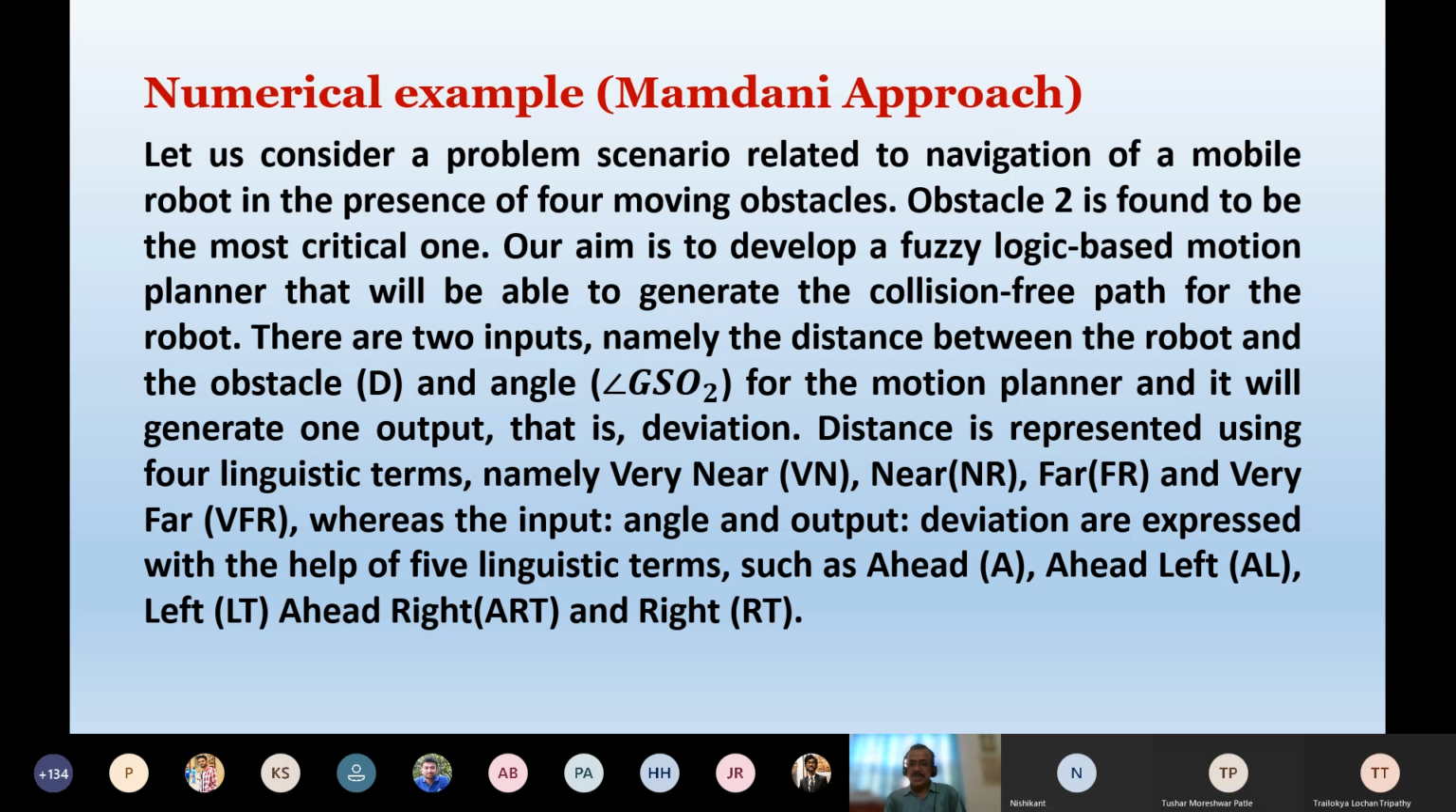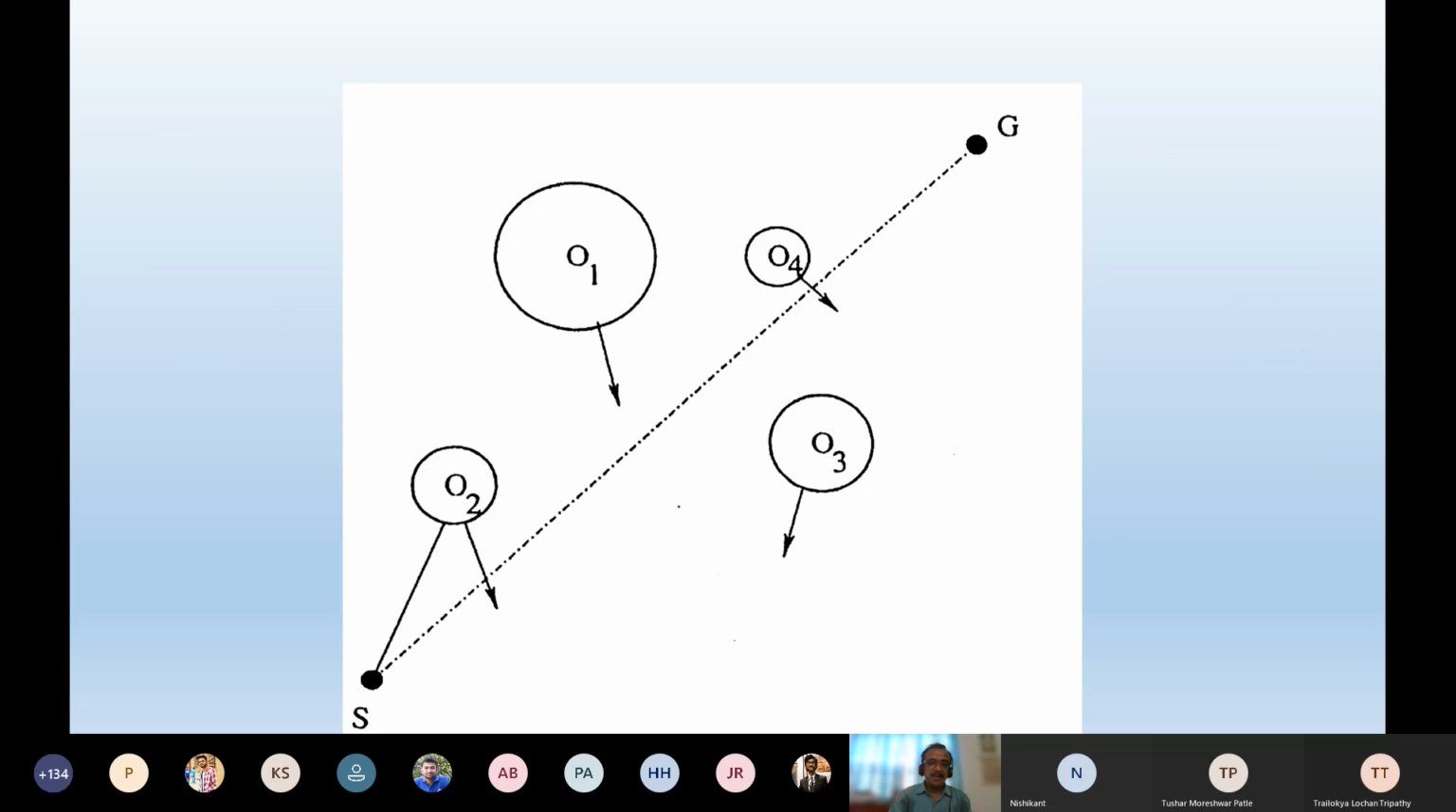As I told, this is the initial problem. After that, we made it very complex, so I'm not going for that particular complex problem. Once again, let me show this figure. What are the inputs? The inputs are the distance between the planning robot and the most critical obstacle, so might be this particular distance. And what is the included angle? Angle is nothing but the angle GSO2, so this particular angle. Are you getting my point?